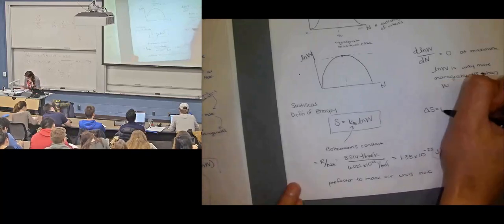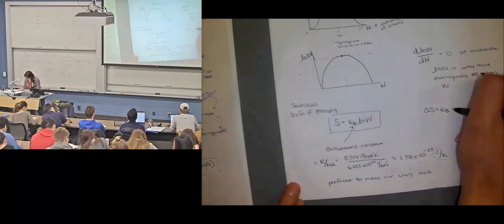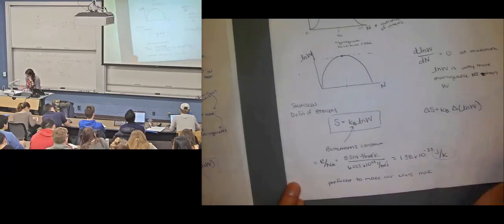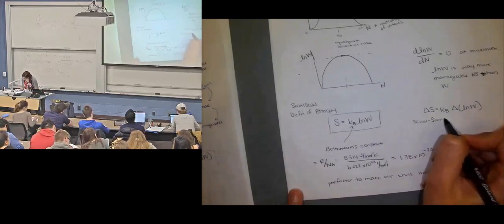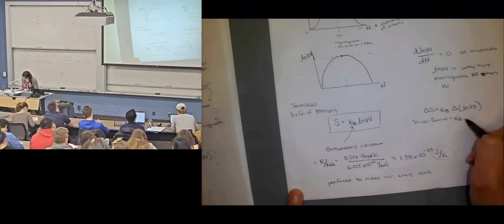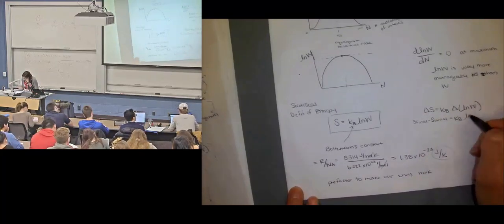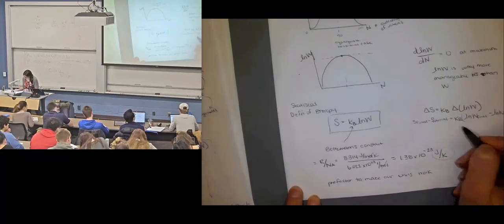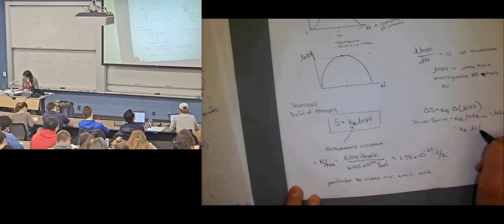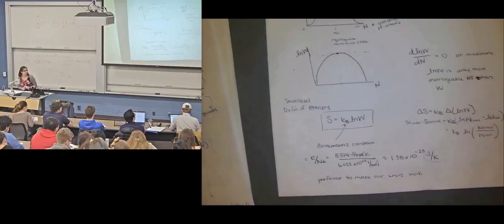Delta S would be equal to k_B, a constant, Boltzmann's constant, times the change in the natural log of multiplicity. So I could have S final minus S initial would be equal to Boltzmann's constant times the natural log of final multiplicity minus the natural log of initial multiplicity. And I know that I can simplify this to the ratio of these two things. Make sure you can manipulate those equations.